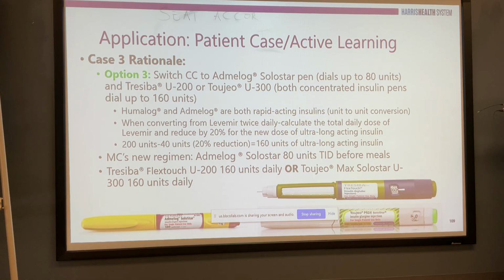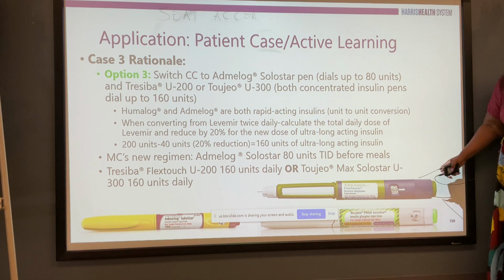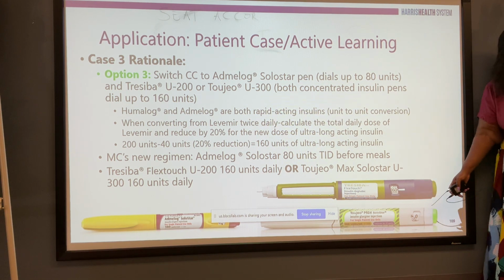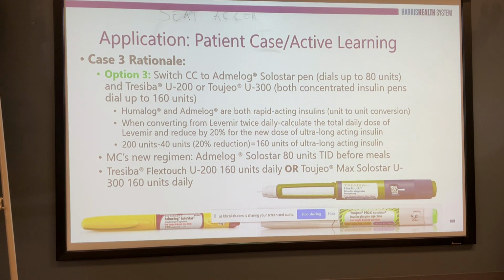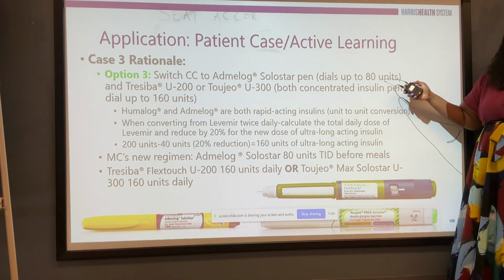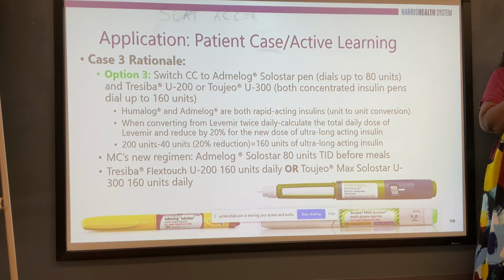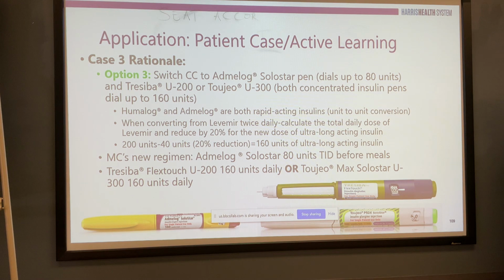You can switch the patient to a concentrated insulin, like the Toujeo or the Tresiba, and still keep them on a pen. And I believe in this case, he was on Humalog, right? Mm-hmm. And Humalog only goes up to 60. But if you use your cheat sheet, there's a form of Lispro that dials up to 80. So you could just switch them 1-to-1 to the analog, okay?